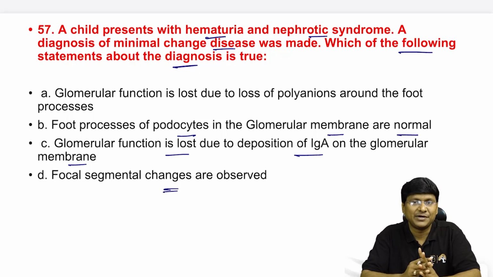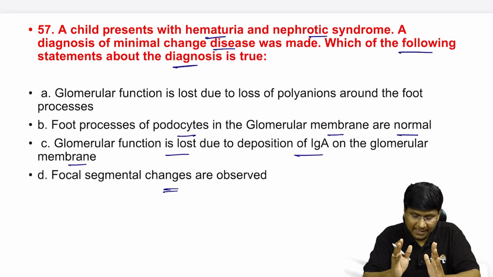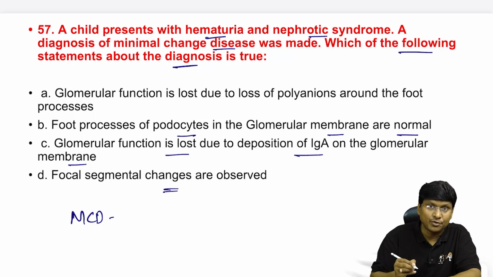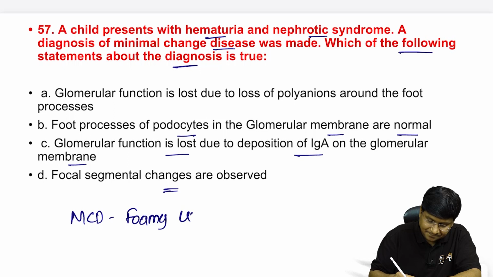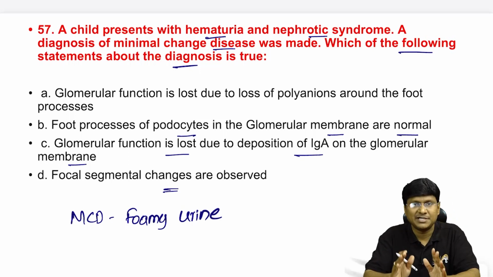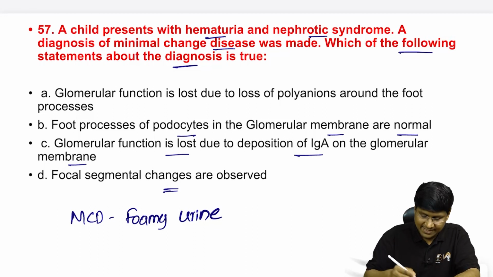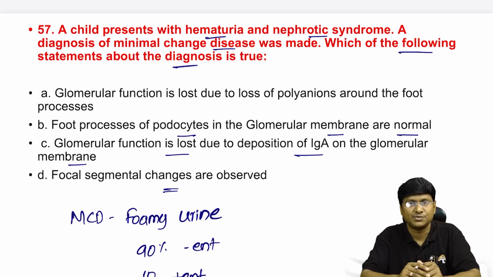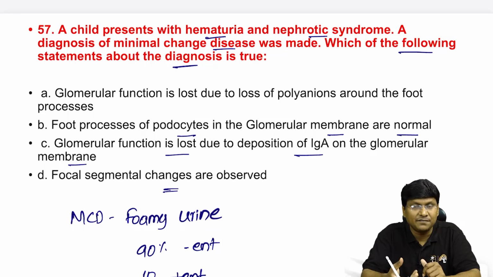So a very important point that you need to understand here is that in minimal change disease, usually they will have proteinuria and thereby they will have foamy urine. And in minimal change disease, usually you don't have hematuria, right? In 90% of patients with minimal change disease, hematuria is absent. It is only in 10% of individuals that there can be hematuria. And hematuria is actually a feature of nephritic syndrome rather than nephrotic syndrome.